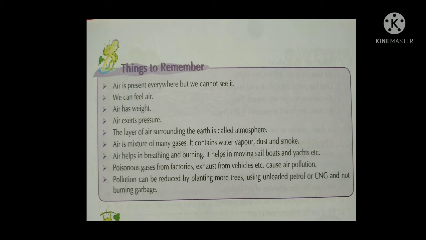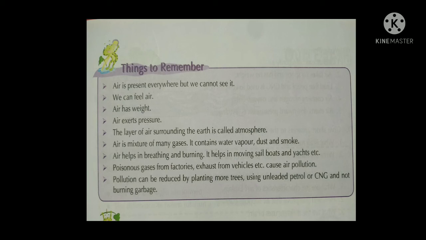Now children, the things to remember from the chapter are: air is present everywhere but we cannot see it. We can feel air. Air has weight. Air exerts pressure. The layer of air surrounding the earth is called the atmosphere, जिसे हम हिंदी में वायुमंडल कहते हैं. Air is the mixture of many gases. It contains water vapor, dust and smoke. Air helps in breathing and burning. It helps in moving sailboats and yachts, etc.